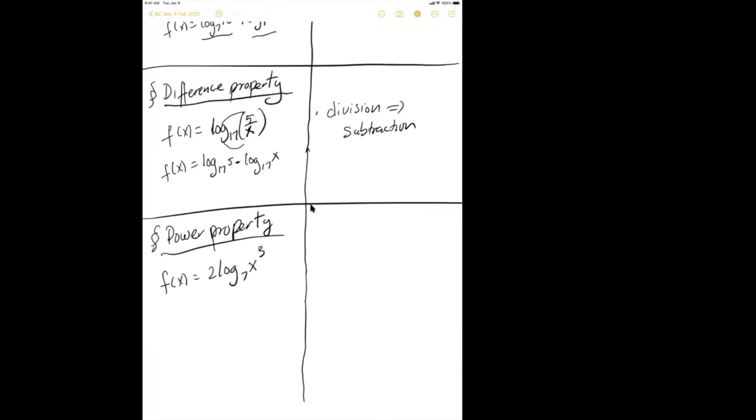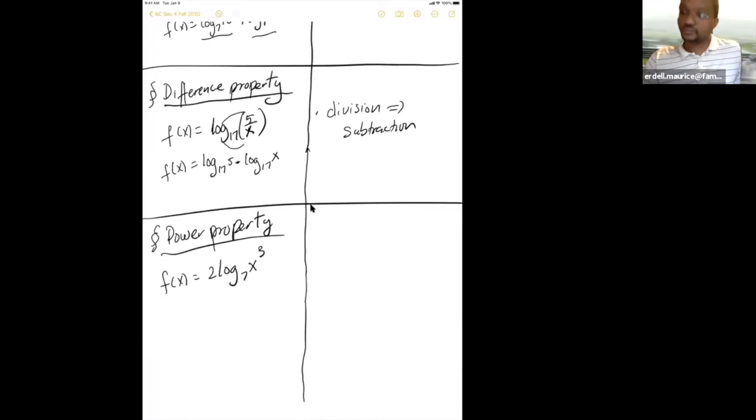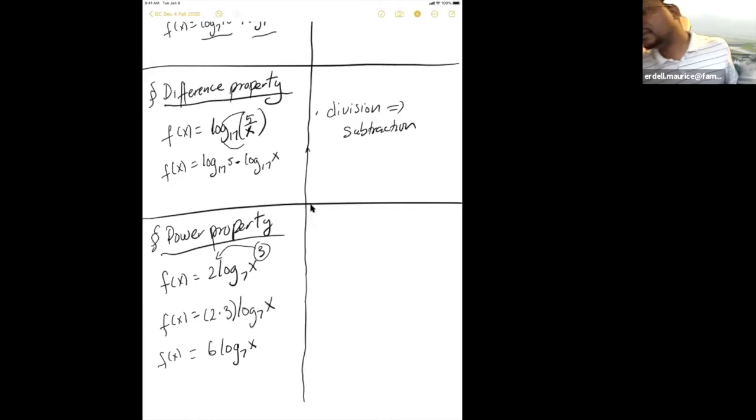x to the third power right here. Well, the power property says that this can be simplified. I take this right here and I move it to the front. And so it becomes 2 multiplied by 3 log base 7 of x. That simplifies to 6 log base 7 of x. And now, let's say I can take the derivative. That's going to be 6 over x ln 7.